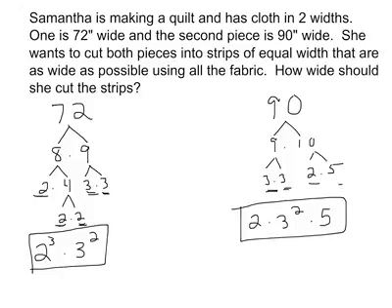Remember that we're trying to find a number that will go into both 72 and 90, the largest number possible, which means what we're really finding is the greatest common factor. So when I look at my factors, I have in common a 2 and a 3.